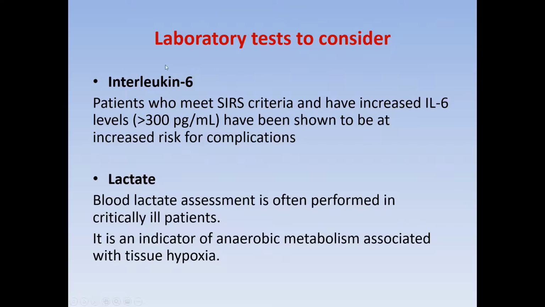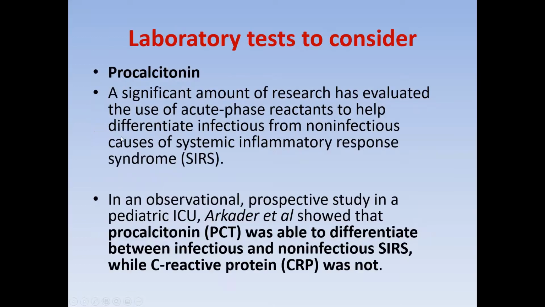Estimation of interleukin-6 might be helpful in estimating which patients are at increased risk of complications. So if they have a high level of interleukin-6, they are more prone to complications. Lactate is of course important because lactate is an indicator of anaerobic metabolism, which is associated with tissue hypoxia. So elevated lactate indicates hypoxia to tissues.